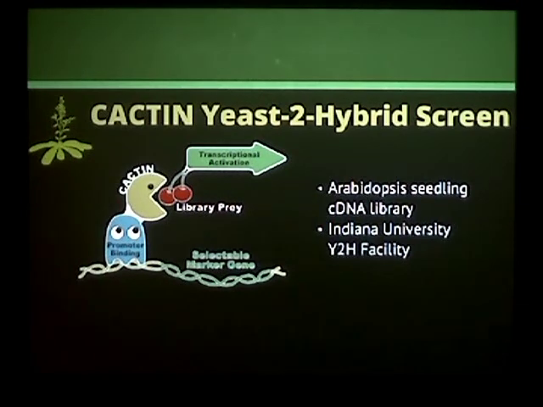So we took another approach to try to figure out what cactin does, and this is an unbiased screen, so anything could have come up. This was a yeast-2 hybrid screen where we're looking for other proteins that cactin might bind to. So we sent off our cactin plasmid to Indiana University's yeast-2 hybrid facility, which I highly recommend. And they screened an Arabidopsis seedling cDNA library as our prey library. The vast majority of the colonies that we got from this screen were a previously unnamed protein that we started calling rintin, for relationship to cactin.